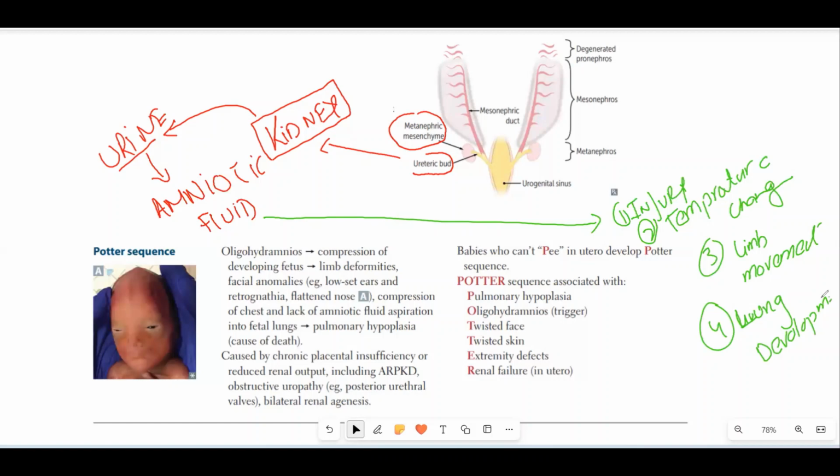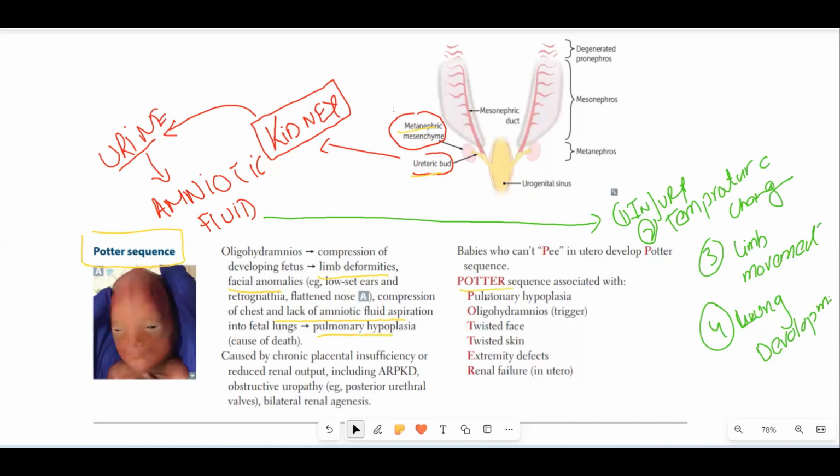So if the interaction of the metanephric mesenchyme and the ureteric bud does not take place bilaterally, it will lead to Potter sequence. So what is Potter sequence? It presents with limb deformity, facial anomalies, compression of the chest and neck, lack of amniotic fluid, and aspiration into the fetal lungs. It will lead to pulmonary hypoplasia.